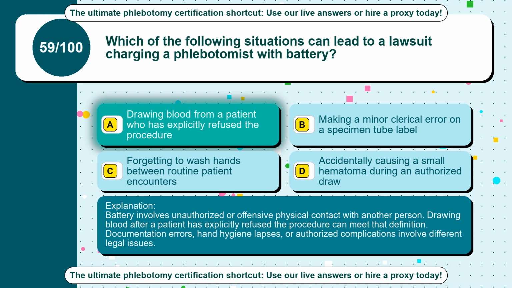Battery involves unauthorized or offensive physical contact with another person. Drawing blood after a patient has explicitly refused the procedure can meet that definition. Documentation errors, hand hygiene lapses, or authorized complications involve different legal issues.